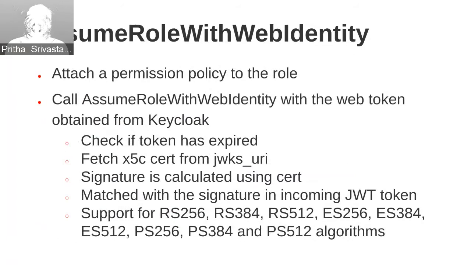Internally in RGW, when an assume role with web identity call is received, the first thing to do is to check whether the web token has expired. If it hasn't expired, then we fetch the X5C certificate from the JSON Web Key Set URI, and using that certificate, the signature is calculated for the incoming JWT. Then the calculated signature is matched with the signature which is there in the JWT itself. When the signature matches, the call is successful and temporary credentials are returned back.